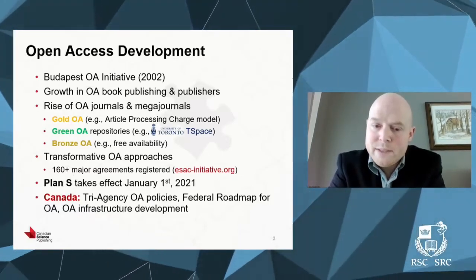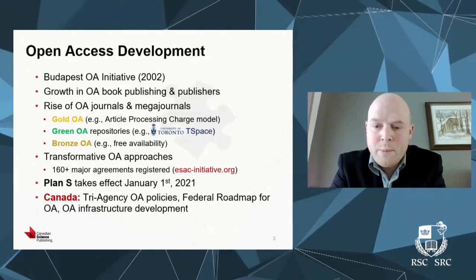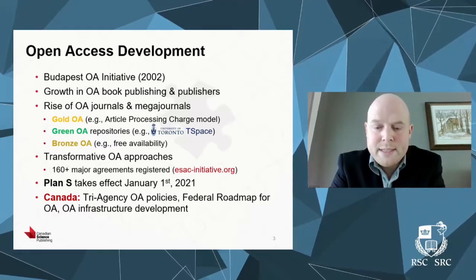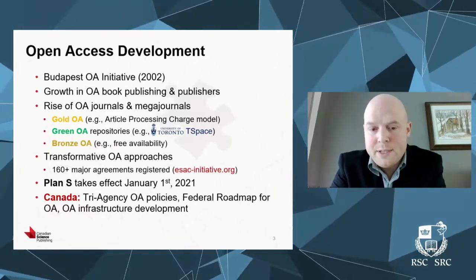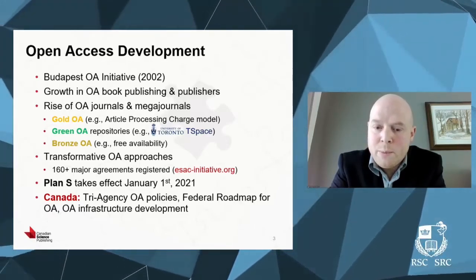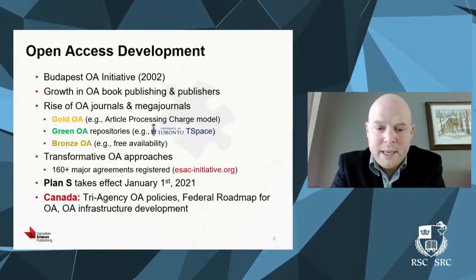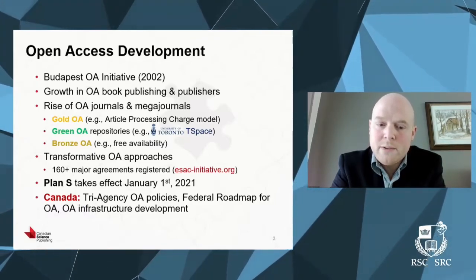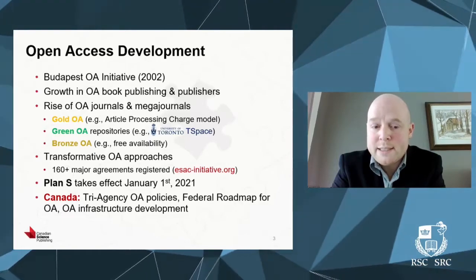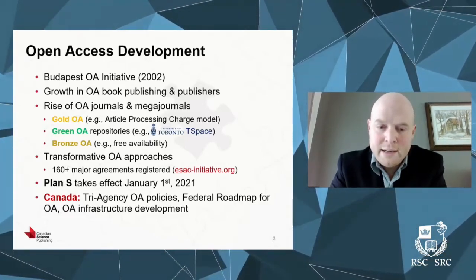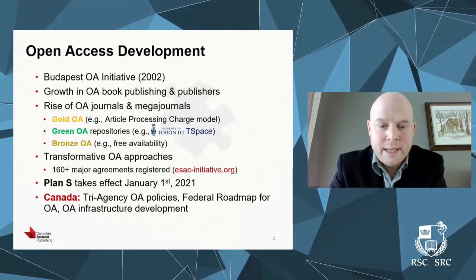And in Canada, we heard this morning about our open access federal roadmap, or open science federal roadmap, I should say, which has been put forward by the Office of the Chief Science Advisor. We've also had quite a bit of development in terms of the tri-agency open access funding policies for publications, and we'll hear more about those from one of our panelists as well. And we've also seen quite a bit of new development in terms of open access infrastructure and new approaches to open access, including platforms like ARD and the Coalition Publica, which we'll hear about later on as well.